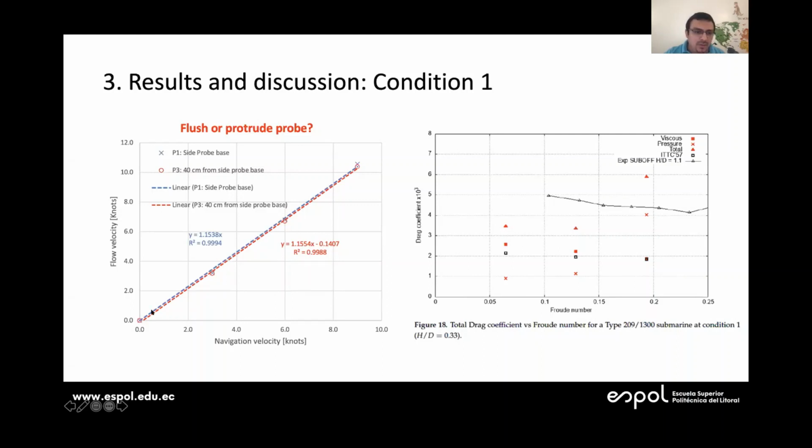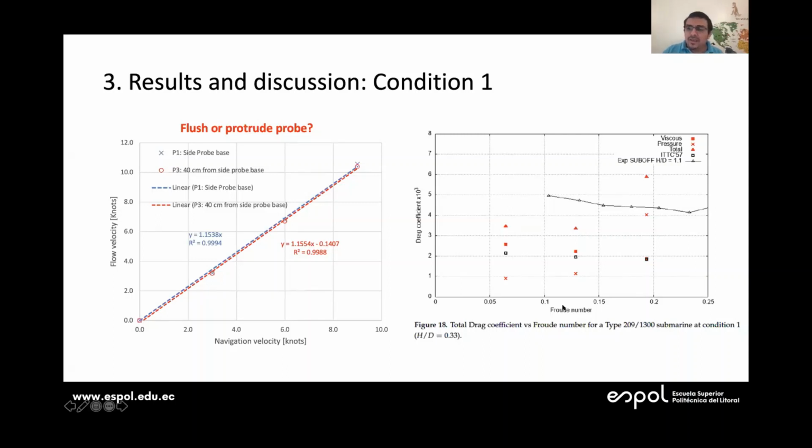But if we see how the flow velocity changes in the whole range from 0 knots to 9 knots of the submarine, we can see that in the place where the ship owner put their sensor, it keeps the linear behavior. That's one of the requirements that the sensor manufacturer asks for.